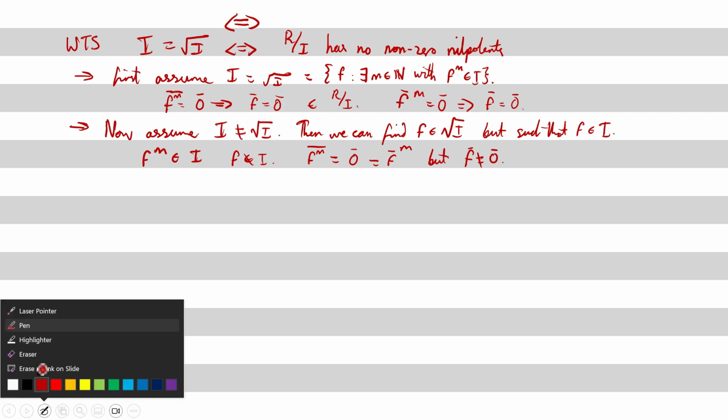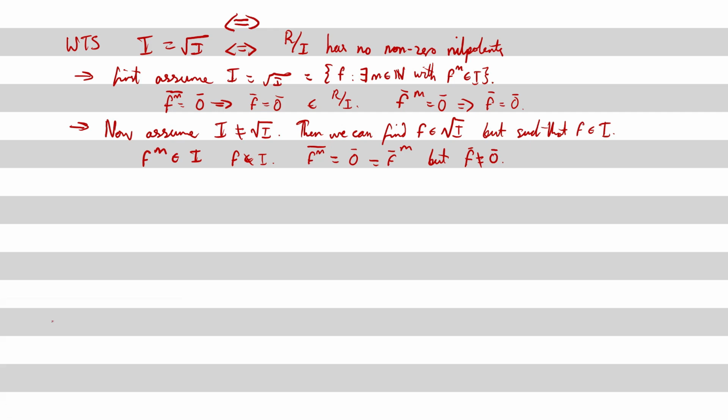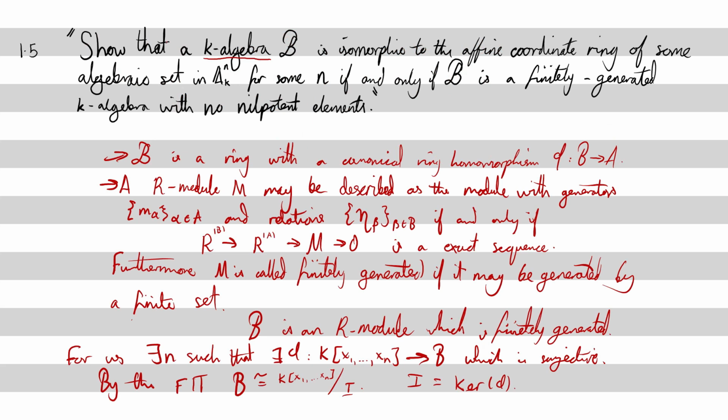Now, we can actually get on to showing that a K-algebra is isomorphic to the coordinate ring of some algebraic set in some affine K space, if and only if it is a finitely generated K-algebra with no nilpotent elements.